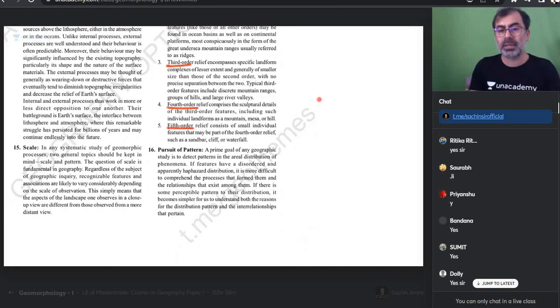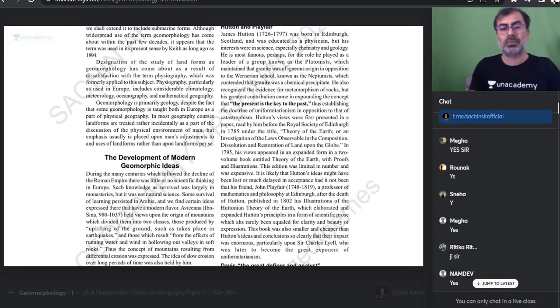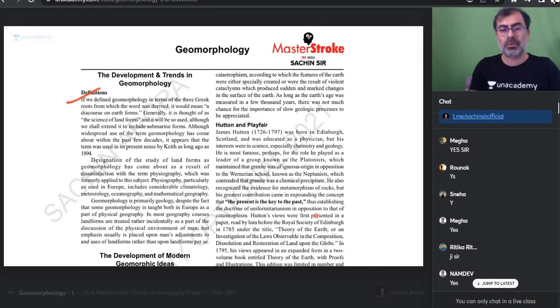Well, I will tell you. But can we read it? Pursuit of pattern. What are the patterns which are created? Distribution pattern. I want you to read them. Get that? Development and trends of geomorphology. That I've already discussed. What is geomorphology?